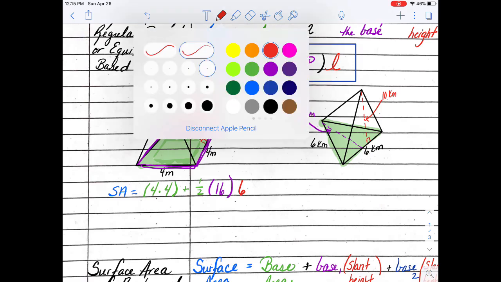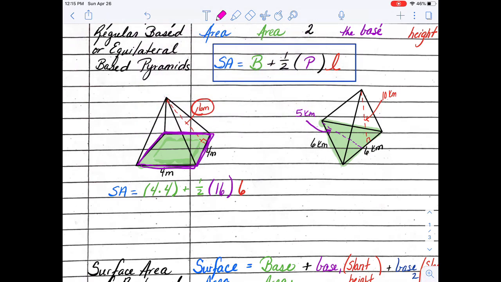So let's go ahead and find the answer here. 4 times 4 is our 16. Well, half of 16 is 8. And 8 times 6 is 48. So the surface area of this pyramid would be 64 meters squared. So there would be my answer for the surface area of that shape.